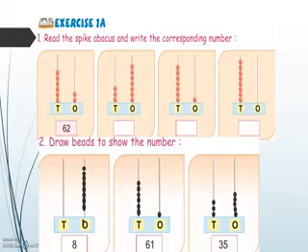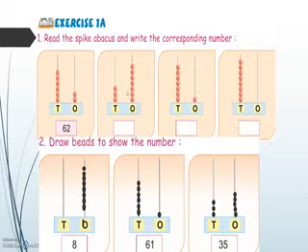So for the first number, count the beads in the tens rod. 1, 2, 3, 4, 5, 6. So the first number is 6. And look at the ones rod. How many beads are there? 1, 2. So we have to write 2. So we got the two-digit number 62.